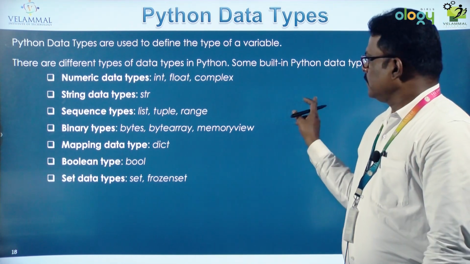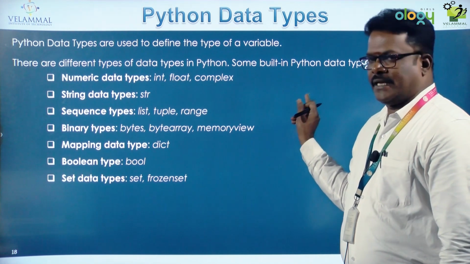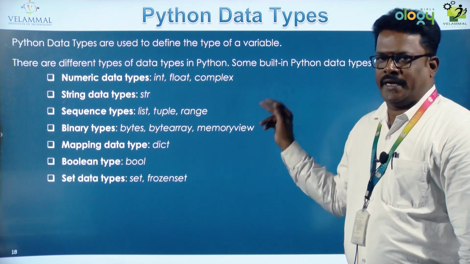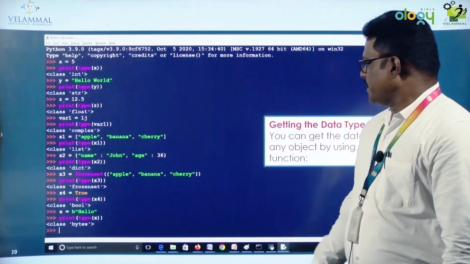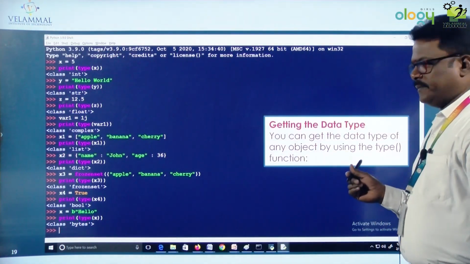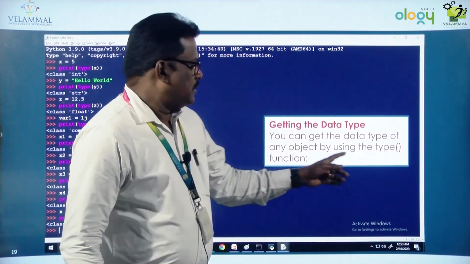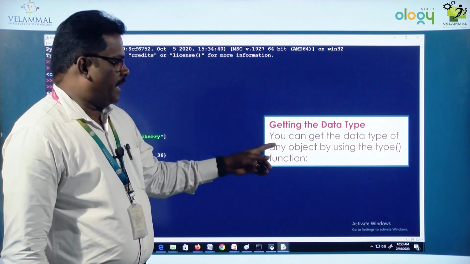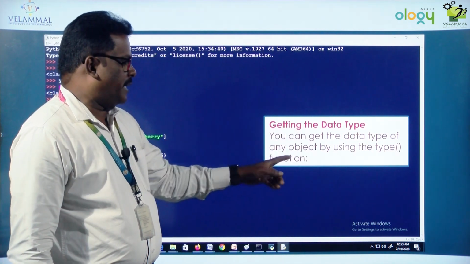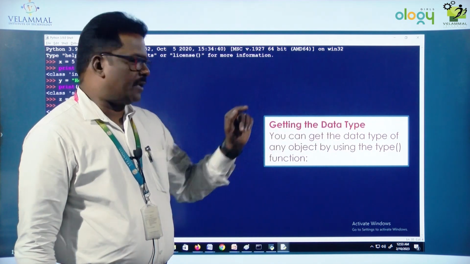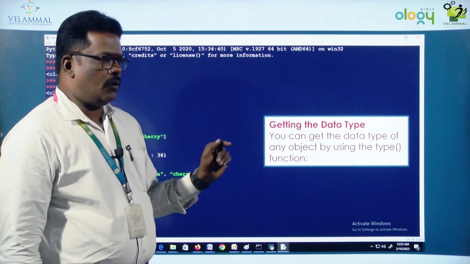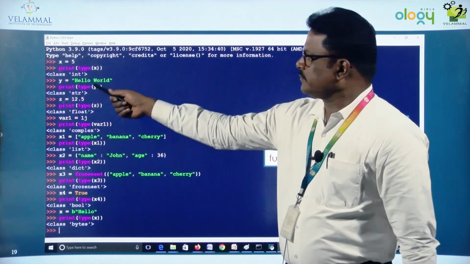Okay. How to check whether the given number is a particular data type or not? By using a function called type. Getting the data type. You can get the data type of any object by using the type function. Okay. Now you can see here.